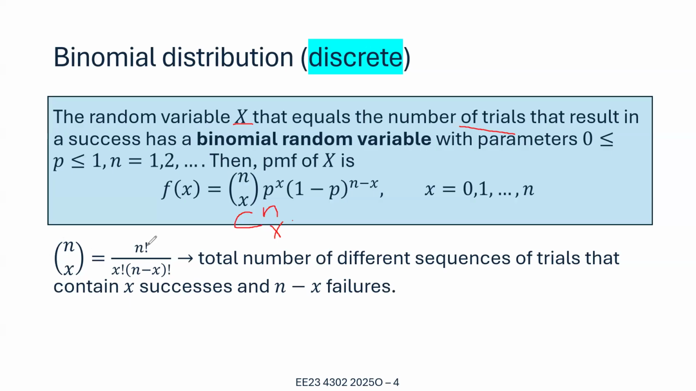So this is a little bit more explanation for the combinatorial. It's the total number of different sequences of trials that contain x successes and n minus x failures. So we have only two categorizations here, success and failure. If we toss a coin and the result is head, then we can say that it's a success, or we can label it as a failure. It's up to us, but what we know is there are only two possible outcomes, success and failure.